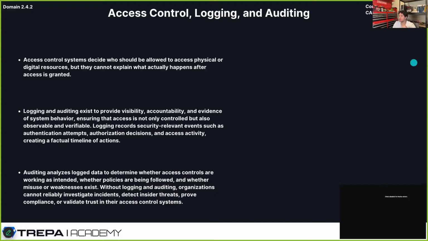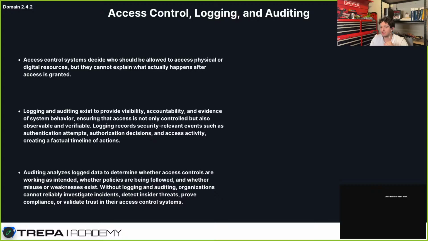Now to finish up the rest of this domain. So now we're going to go over access control, logging, and auditing. Access control systems decide who should be allowed to access physical or digital resources, but they cannot explain what actually happens after access is granted. Logging and auditing exist to provide visibility, accountability, and evidence of system behavior, ensuring that access is not only controlled but also observable and verifiable.